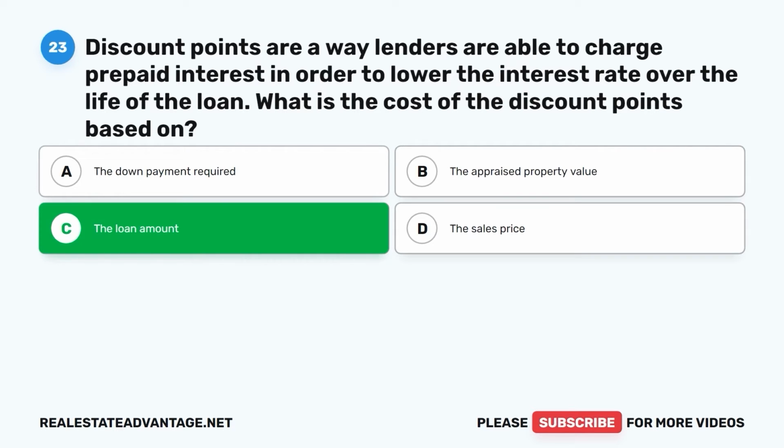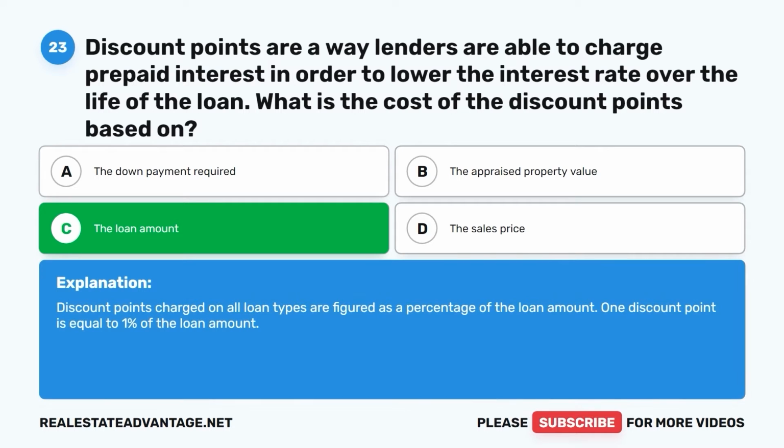The loan amount. Discount points charged on all loan types are figured as a percentage of the loan amount. 1 discount point is equal to 1% of the loan amount.